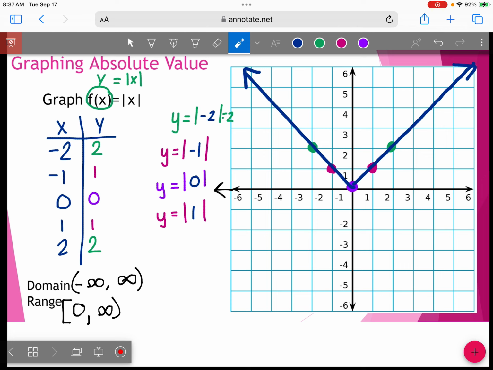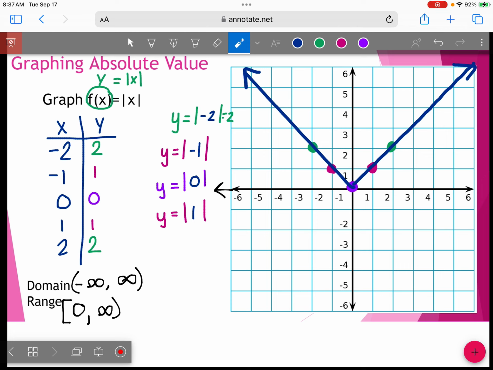Questions on this one so far? Domain is left to right. Range is up and down. And it's always smallest to largest on both of them. So my smallest is 0, my largest is infinity. On my domain, my smallest is negative infinity, my biggest positive infinity. Always smallest to largest. Okay?